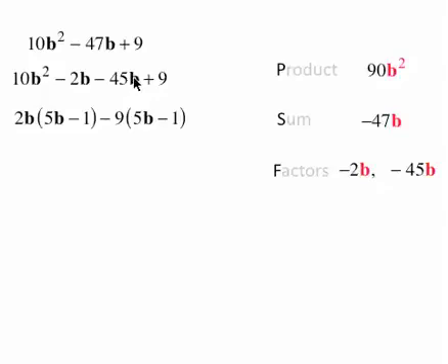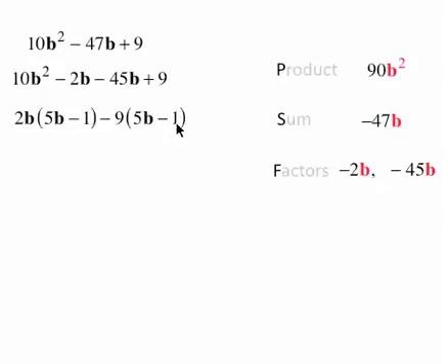All right, so what's common between 45b and 9 is 9. So we pull out negative 9. Negative 9 times 5b is negative 45b. Negative 9 times negative 1 is positive 9. All right, notice that what we have in the first bracket and the second bracket are identical. It has to be like that. If they're not identical, then there's nothing really that you can do.